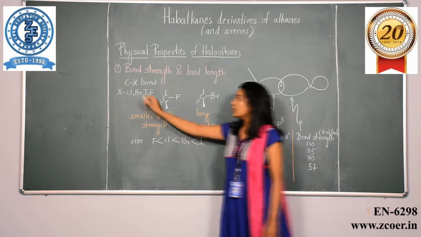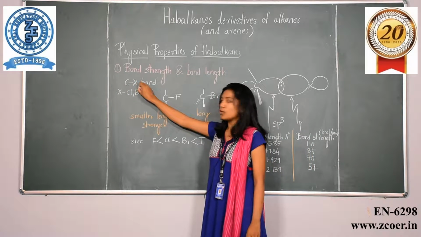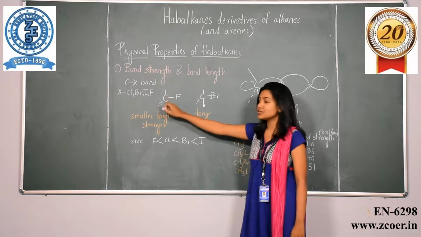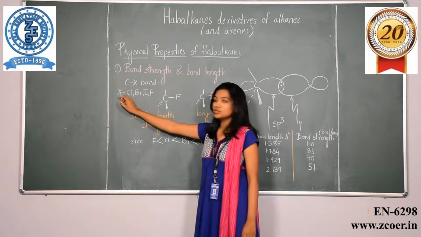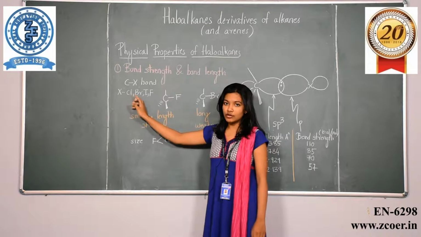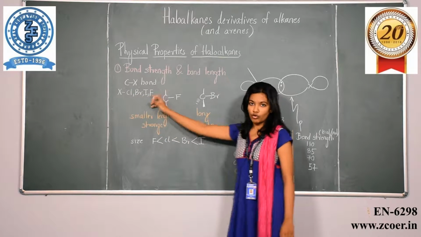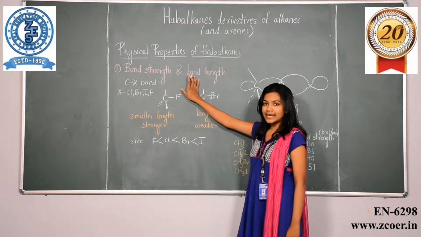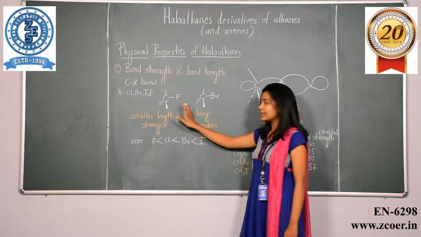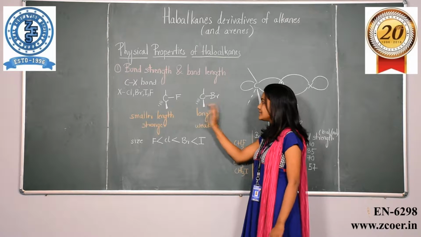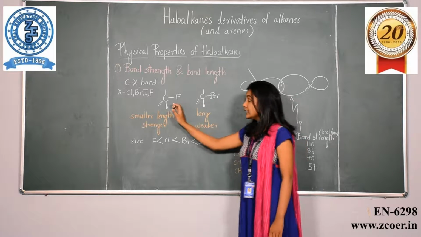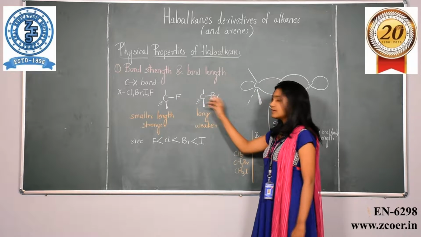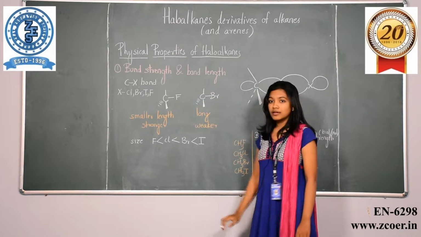Before that, we need to know what is the C-X bond. Here C stands for carbon, whereas X stands for the halogen atom, which could be chlorine, bromine, iodine or fluorine. For our example, in order to understand this concept, we will consider the example of C-F and C-Br, that is the bond between carbon and fluorine and carbon and bromine.